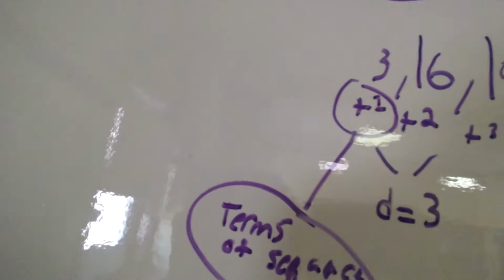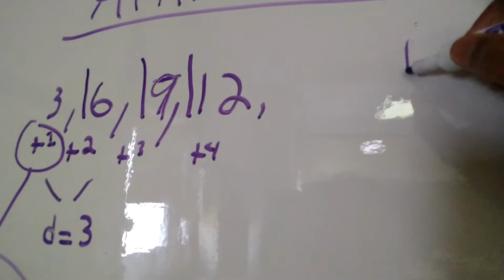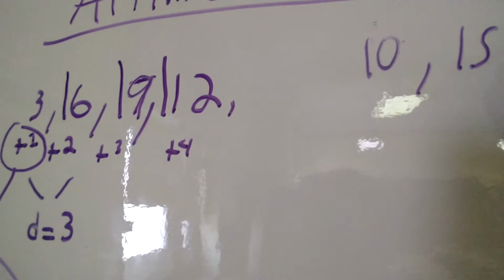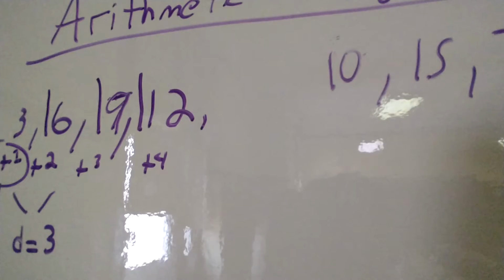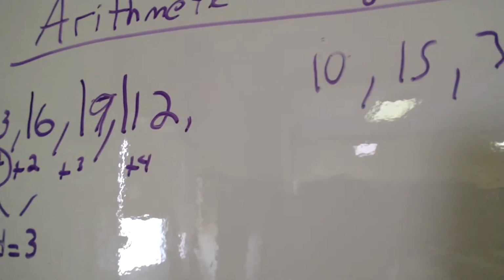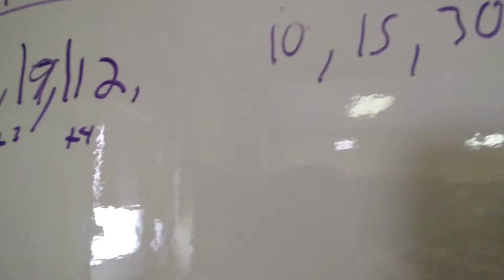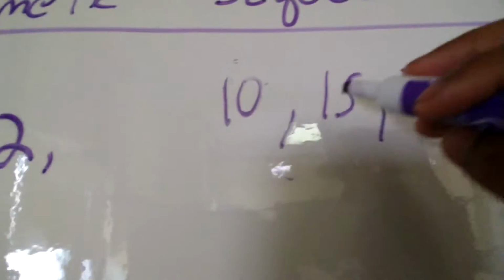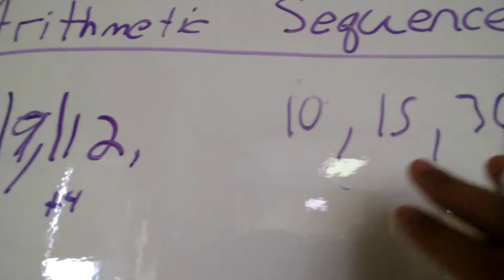Every arithmetic sequence has a pattern. Now let's say we got numbers with no type of pattern, no type of increase in pattern. It's just randomly scattered. Then this is not an arithmetic sequence.